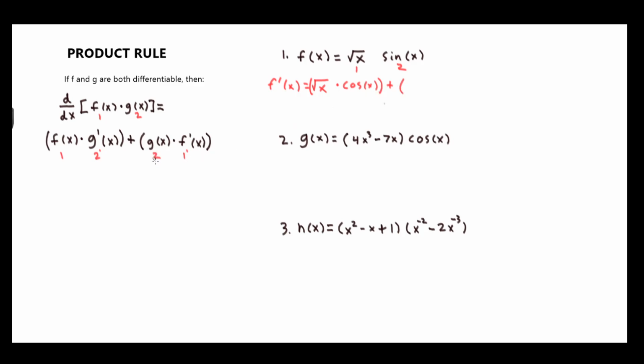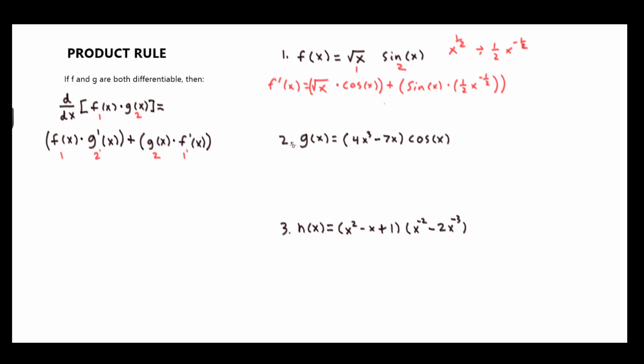Now for the second half, we start off by just writing the second function, which is just the sine of x. And then we multiply that by finding the derivative of the first function. So, as you may recall, square root of x is equivalent to x to the 1/2 power. So, finding the derivative of that is just 1/2 x to the negative 1/2 power. So we'll just multiply that by 1/2 x to the negative 1/2. And that's going to be the second half of our product rule right there.